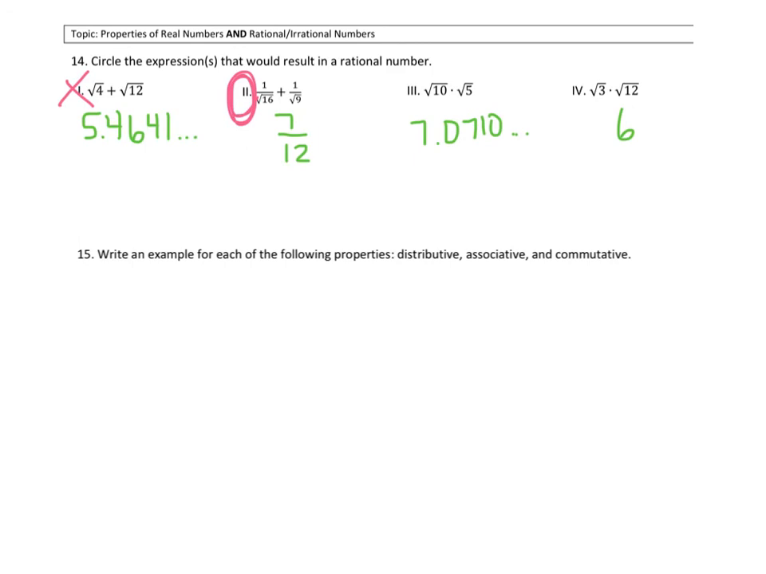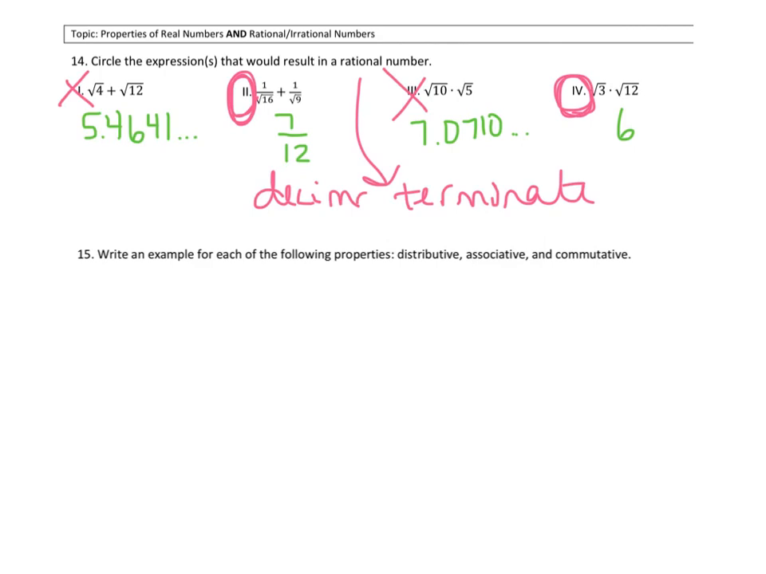Roman numeral 3, radical 10 times radical 5. In my calculator, I got this decimal that kept going on forever. That is not rational. Roman numeral 4 was radical 3 times radical 12. When I typed that in my calculator, I got an answer back of 6, which very much is a rational number. Remember, rational numbers are decimals that terminate or repeat. Okay, number 15, last one.